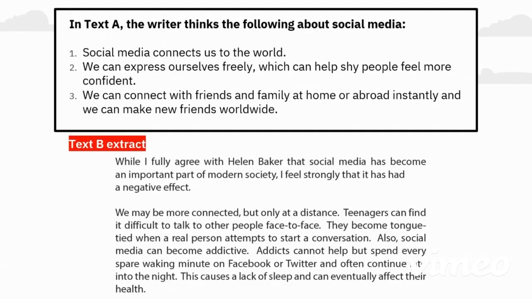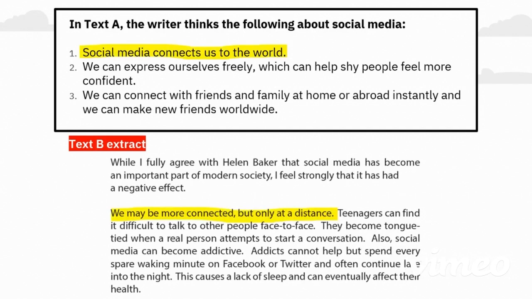Alright, so let's get back to these sentences that we picked out from text A. I've just taken an extract from text B here, and I want to see if I can find any similar sentences to those we picked out from text A. Okay, so social media connects us to the world. Well, from text B we can see that this sentence, we may be more connected but only at a distance, is on a similar topic. And that's what we're looking for. We're looking for similar sentences in text B or sentences on the same topic.